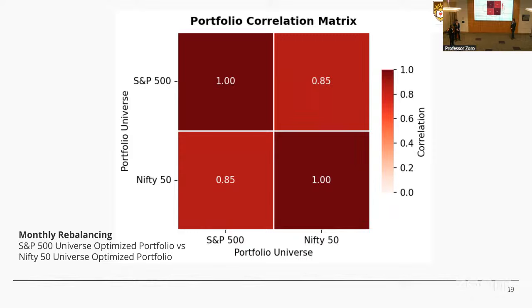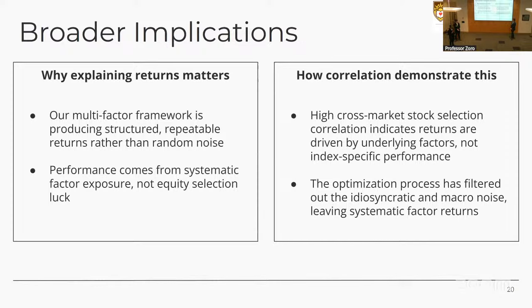In the next step, we increased our rebalancing frequency. Instead of rebalancing the portfolio once a year, we tried it once a month, and it increased our correlation index from 0.73 to 0.85. This shows that the more frequently you realign your portfolio, the more similar returns you're going to get. And this says that our returns are more repeatable and structured.